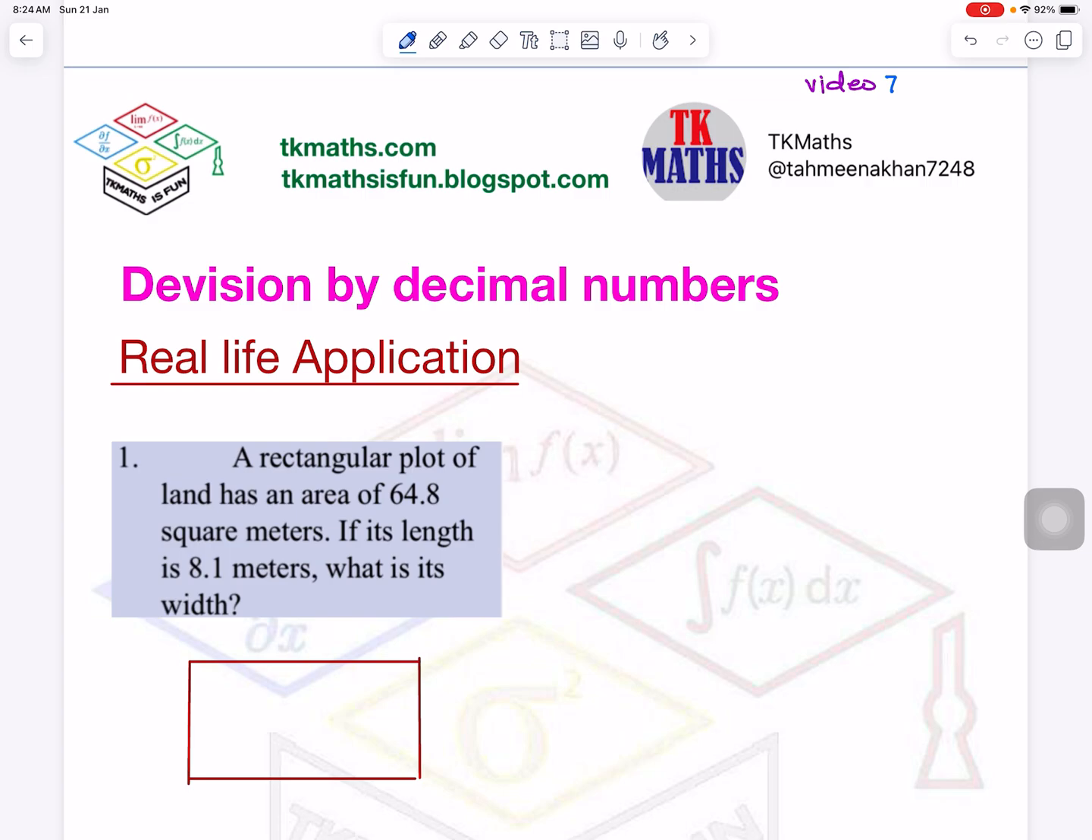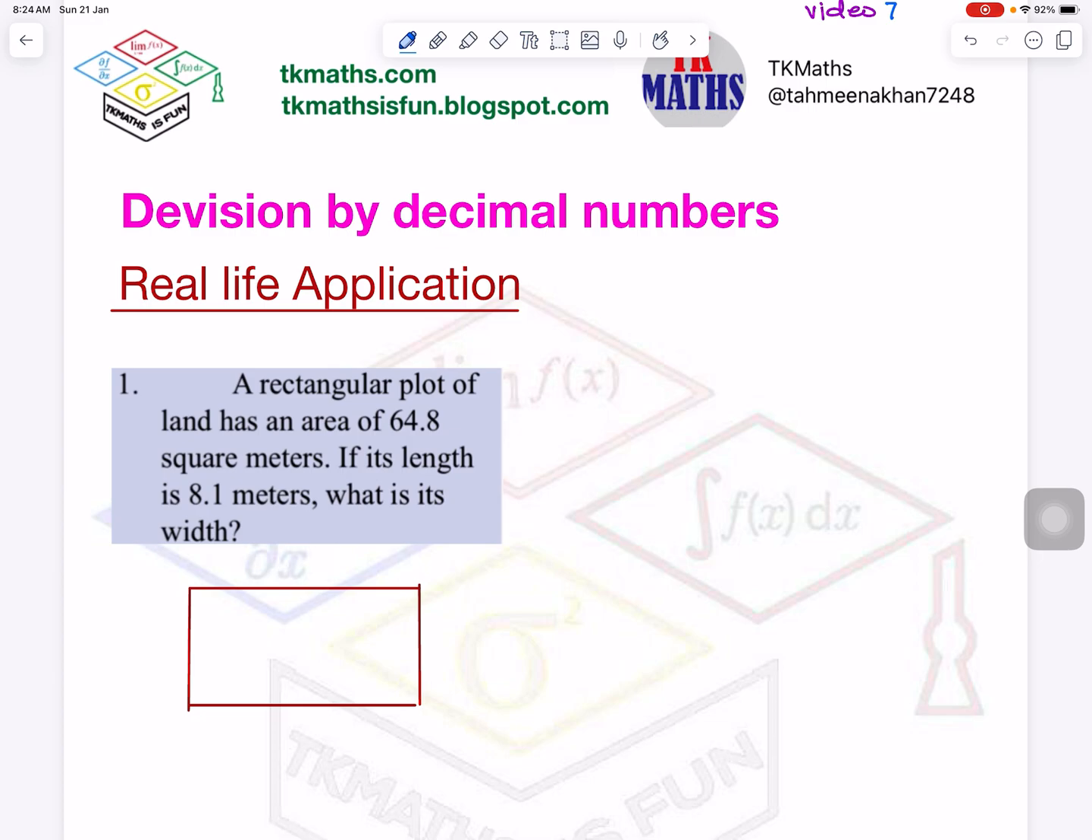In this video, we will see division by decimal numbers, and it is video number 7. In the previous videos, we have done subtraction, addition, real life application, and so many. You can find the link in the description below. So let's see this question.